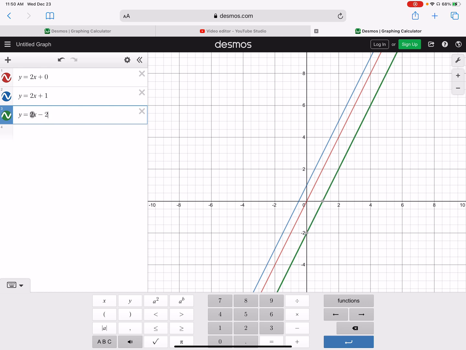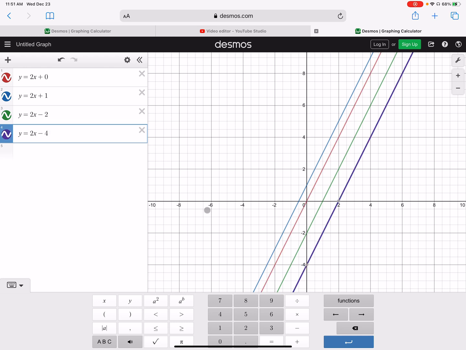Now my y-intercept is negative 2, which is why you cross the y-axis at negative 2. Okay? And I'm going to do one more. y equals 2x minus 4. My y-intercept is negative 4 because it's minus 4. And my graph crosses at 0, negative 4.